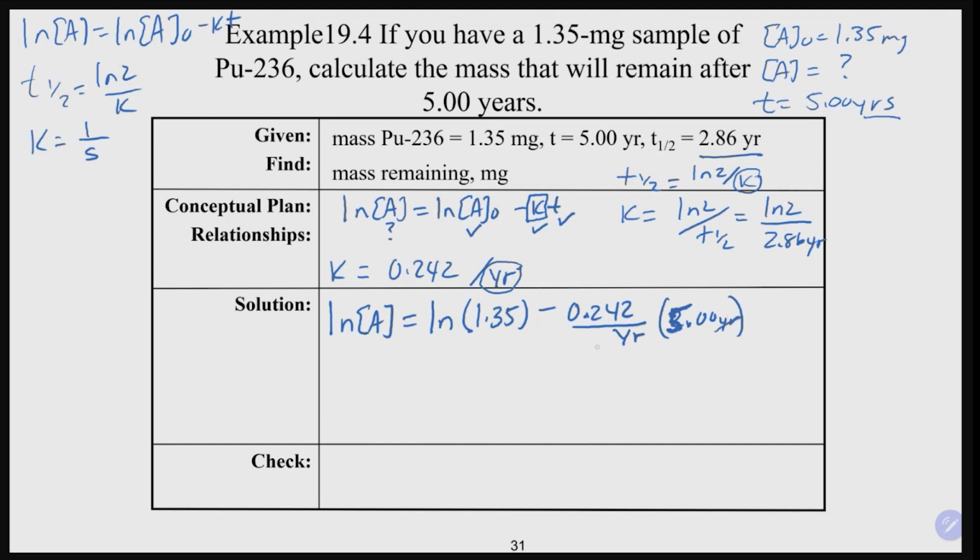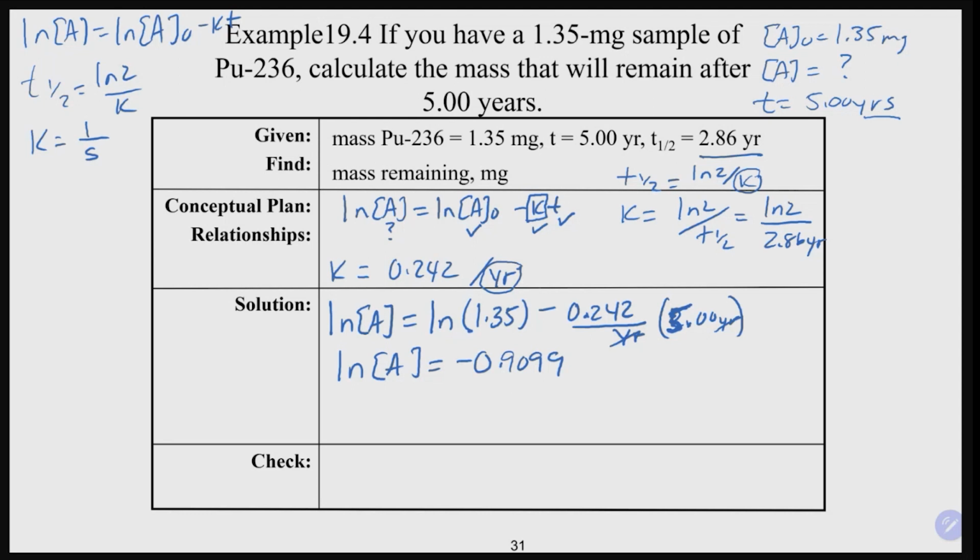This way the years will cancel out. So again, it's really important that the units agree. I'm going to clean up everything on the right-hand side of the equation. Basically, I'm going to take the natural log of 1.35 minus (0.242 times 5). That gives me a natural log of A equal to minus 0.9099. Any questions so far?